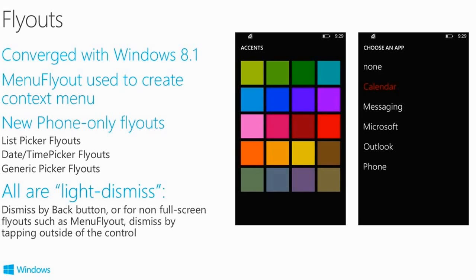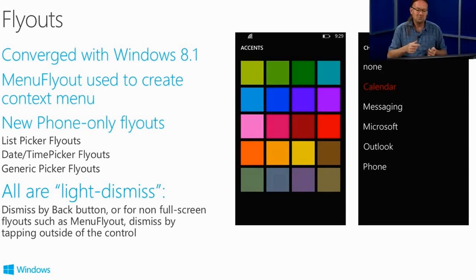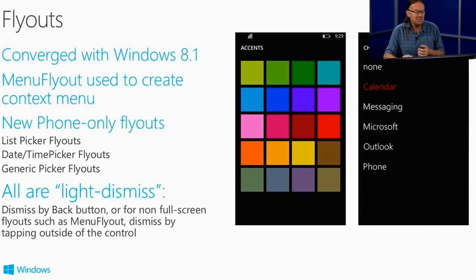Now, if they're inline, these tend to be light dismiss, which means that as soon as you hit the back button, they disappear. Or if it's over an overlay, if you've only got a small number of items showing on your screen, and the user just taps outside of it, and I'll show an example of this in a moment, they'll just automatically dismiss. They'll disappear.